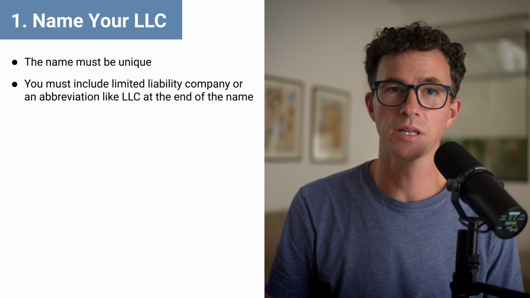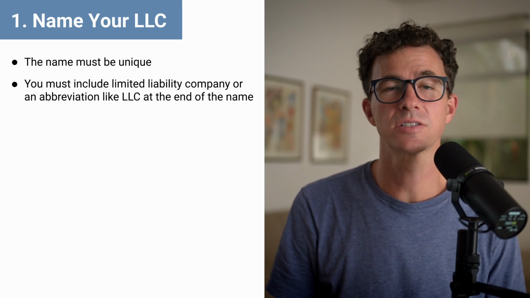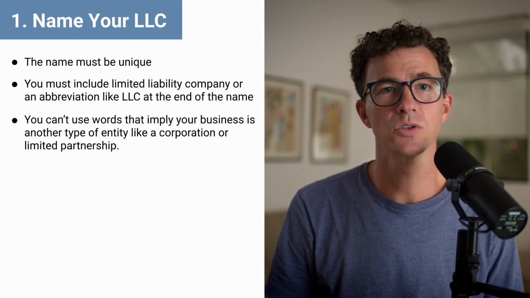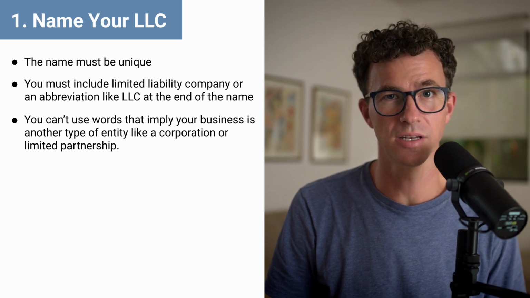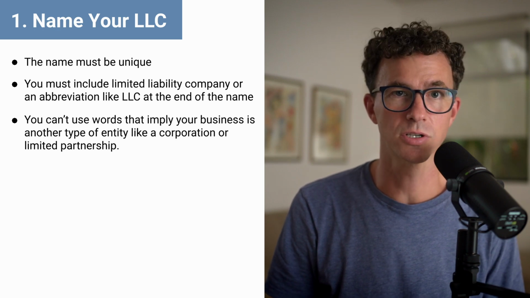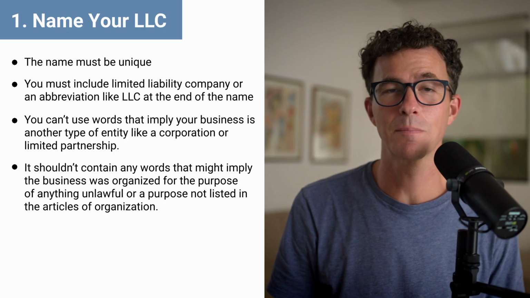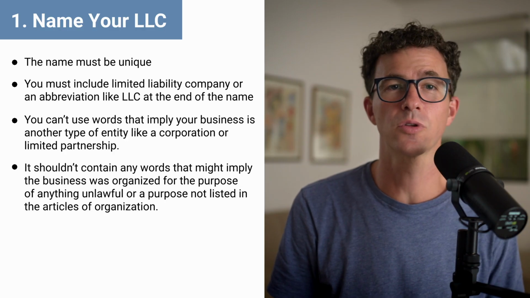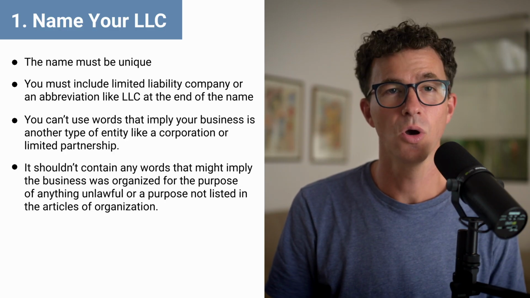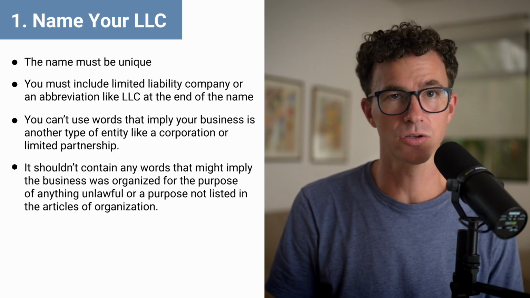You must include limited liability company or an abbreviation like LLC at the end of the name. You can't use words that imply your business is another type of entity like a corporation or limited partnership. It also shouldn't contain any words that might imply the business was organized for the purpose of anything unlawful or a purpose not listed in the articles of organization.